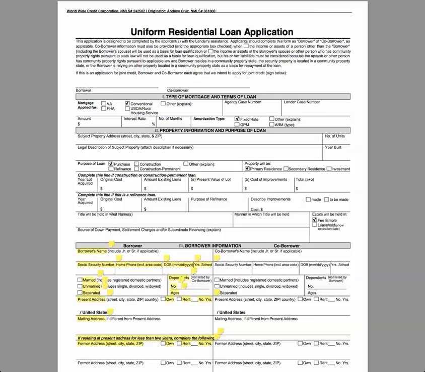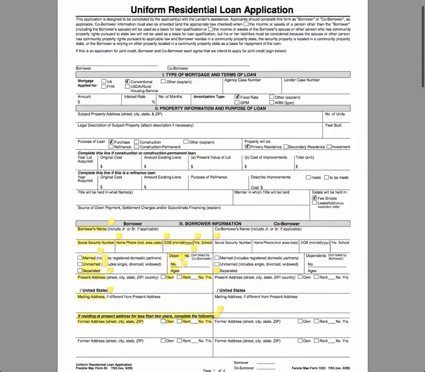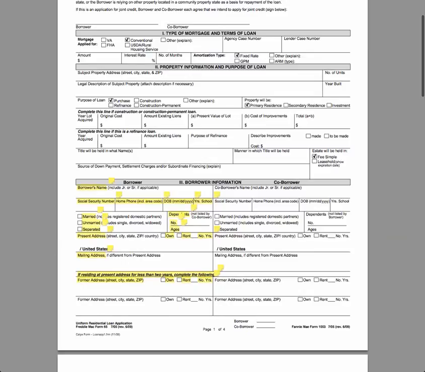And let us know if the property will be your primary residence, if it's a secondary residence, or if this is an investment property. Scroll down to section 3 where it says borrower information. Each of these highlighted areas is information that we're required to have in order to process your loan application. Full legal name that's listed on your Social Security card, your actual Social Security number, home phone, and date of birth. Also indicate your years of school.